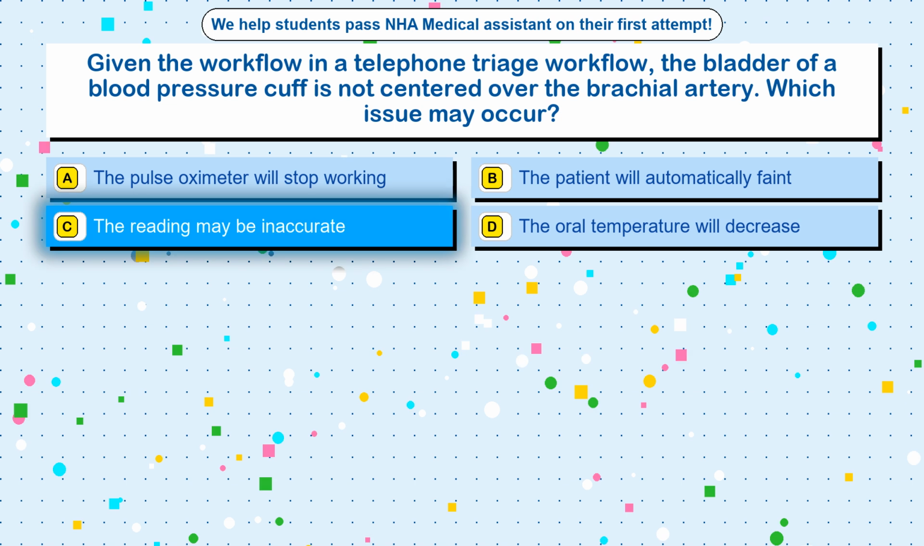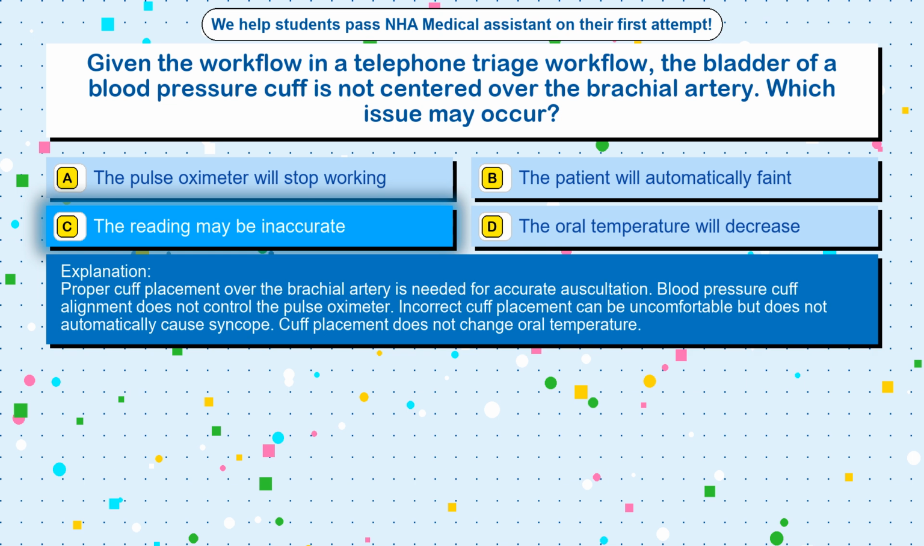The reading may be inaccurate. Proper cuff placement over the brachial artery is needed for accurate auscultation. Blood pressure cuff alignment does not control the pulse oximeter. Incorrect cuff placement can be uncomfortable but does not automatically cause syncope. Cuff placement does not change oral temperature.